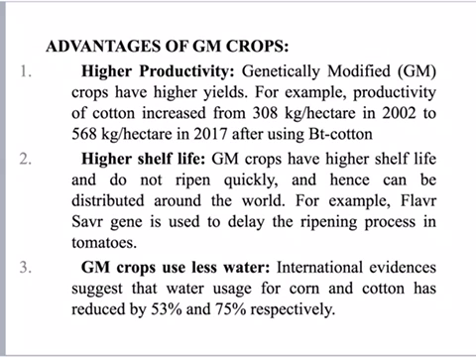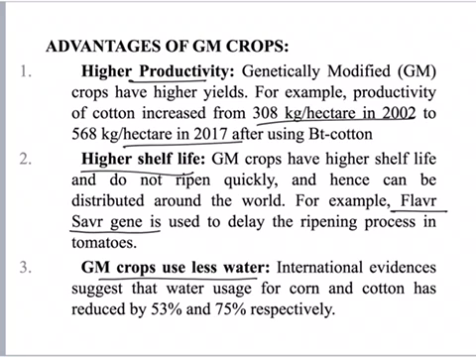Further down the line, here you have to mention the advantages and disadvantages of GM crops. You can cite major 2 to 3 advantages and make sure that you add value to your question by citing some examples for each of these subheadings. So here we have mentioned 3 subheadings like higher productivity, higher shelf life, and GM crops use less water. For each of these, we have mentioned some examples. Here you can see in higher shelf life, the flavr savr gene, and about lesser water, we have mentioned that corn and cotton have reduced 53% and 75% respectively. They have reduced their water usage.